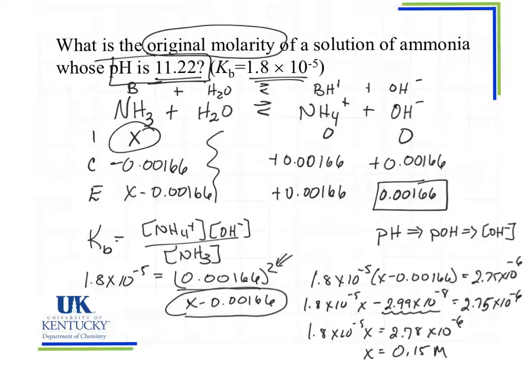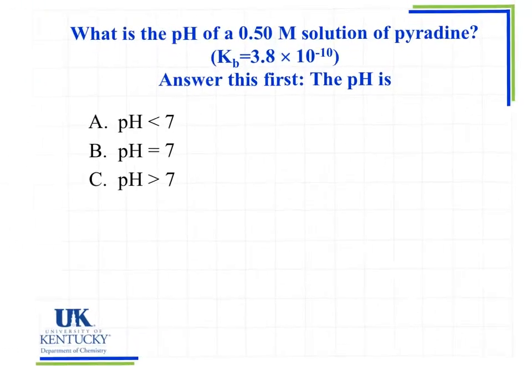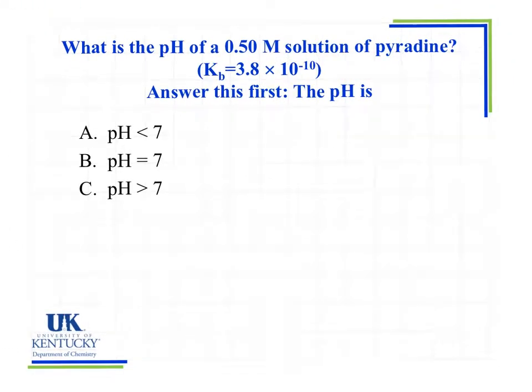Okay, our next problem is this one. We're going to calculate the pH. Now I'm going to first ask you this question because it is a very important question to ask so that we know we are on track when we get our answer. So will the pH be less than 7, equal to 7, or greater than 7?